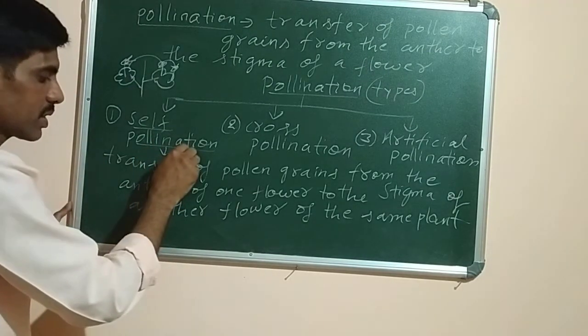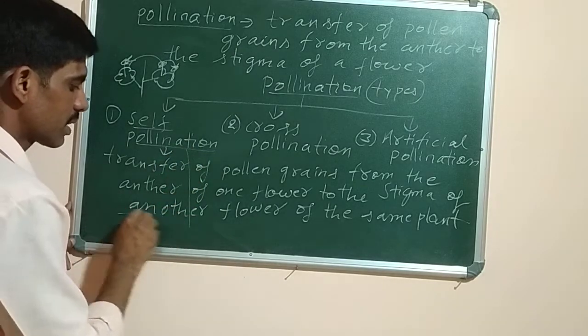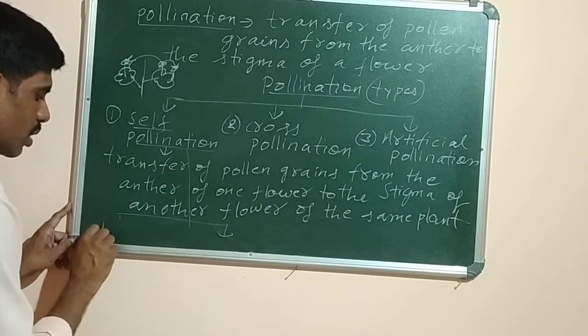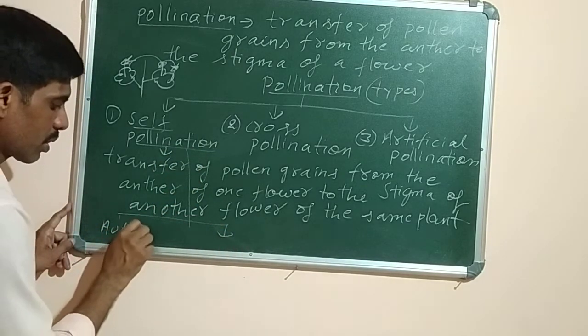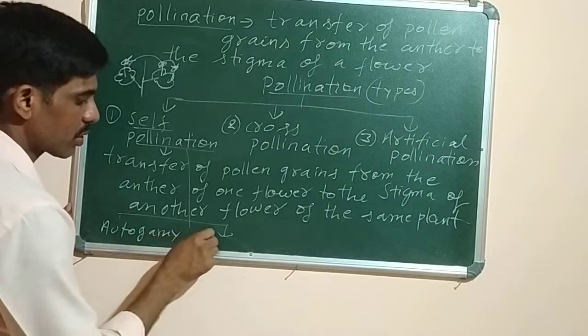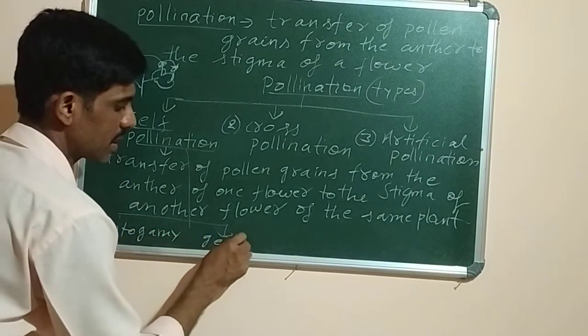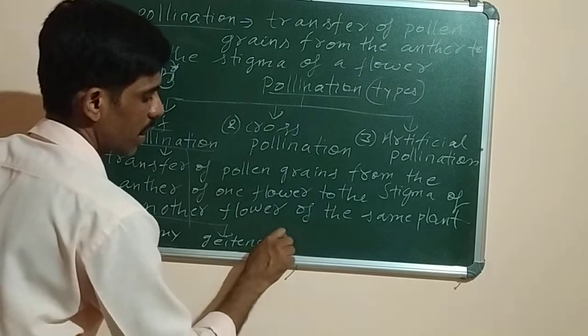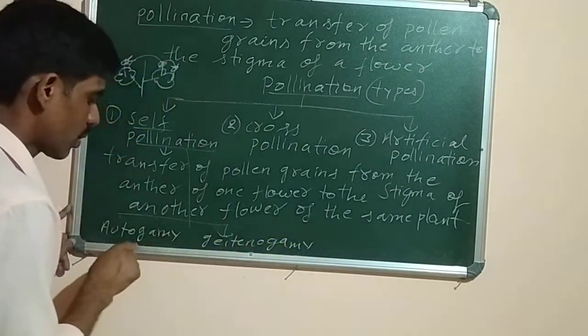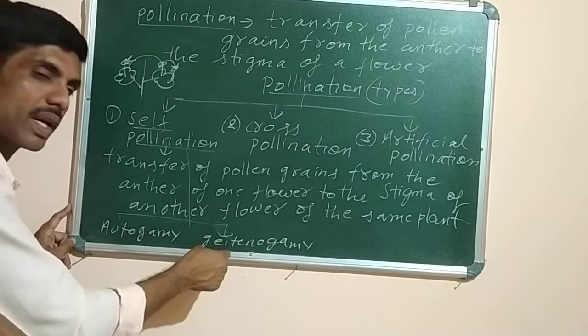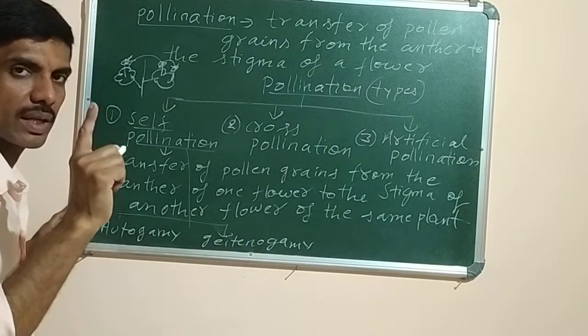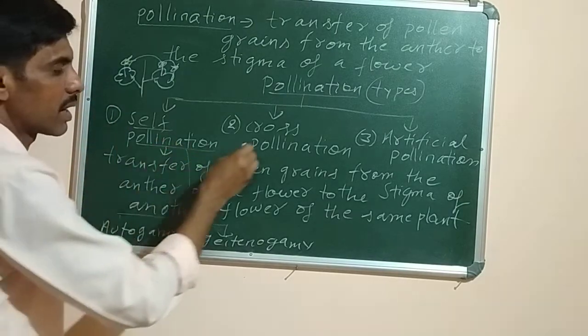Both of them are 2 different types of self-pollination. So self-pollination is further divided into 2 types. That is for higher classes. It is called autogamy, and this one is called geitonogamy. Means here 2 flowers are there, here 1 flower is there. But in both the cases, only one plant is there. Okay, self-pollination means one plant.